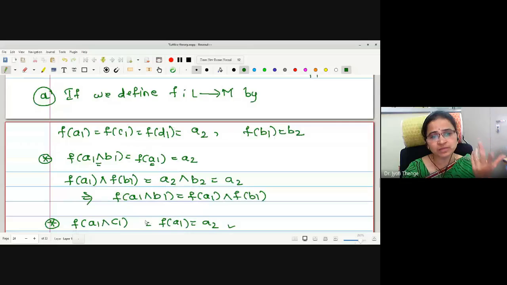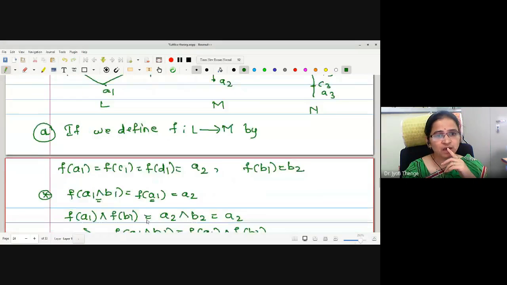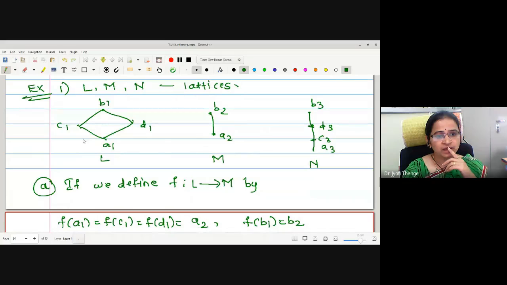What are the remaining pairs? A1 C1, A1 B1, A1 D1. How many pairs can we check? Two we have checked, three are there actually.